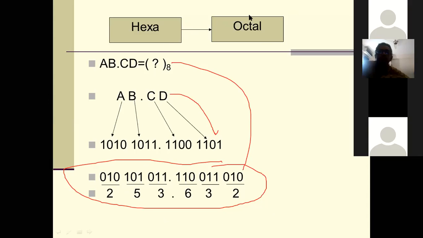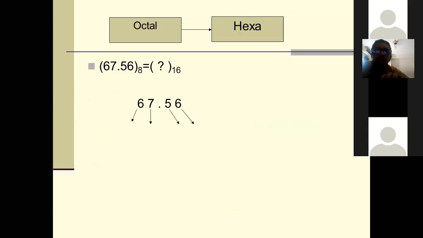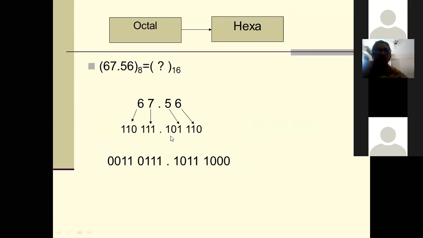Now I will show you how to convert from octal to hexa. Similar technique. First, you need to convert octal to binary. How can you convert octal to binary? Today we have discussed details about it. If you convert it to a binary number, then you can go anywhere. From binary to hexa is very easy by adding 4 bits.